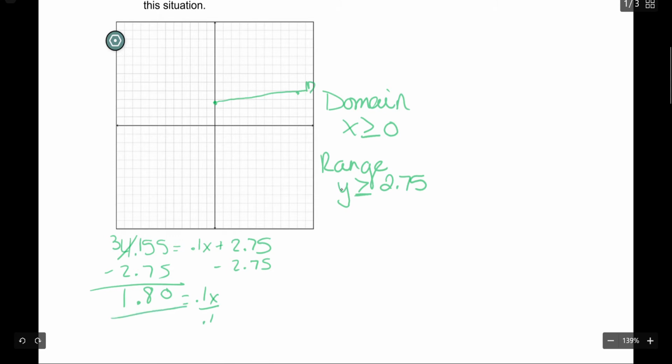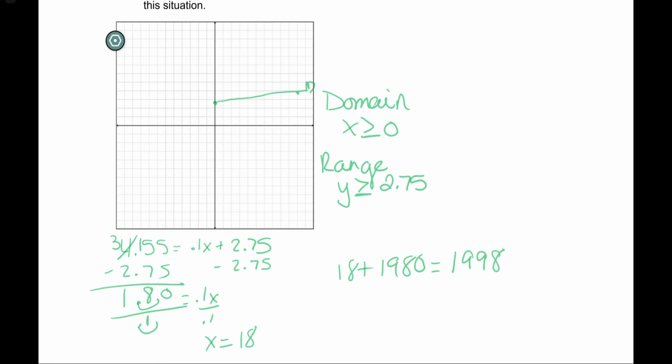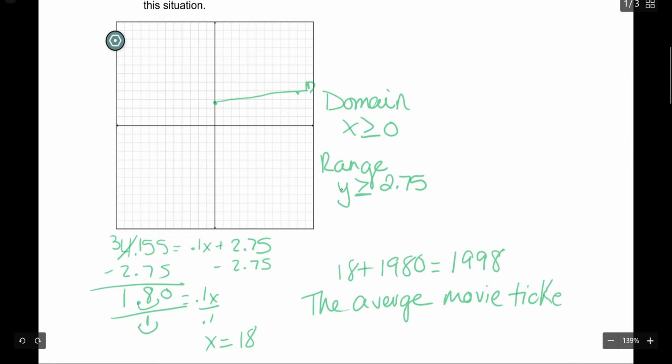Divide by 1/10 on each side. Again, that's just like moving our decimal over. Now we have 18 over 1, so we know that x is equal to 18. Well, x is our number of years. So if we take 18 plus our original 1980 to find our year, we get 1998. So what our value means is the average movie ticket is $4.55 in 1998.